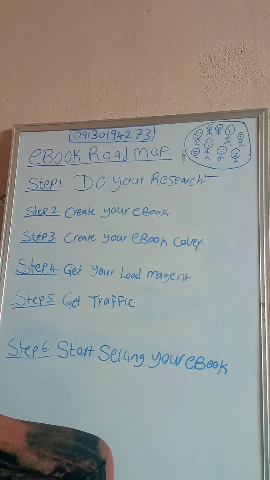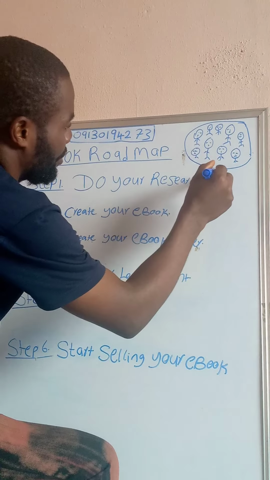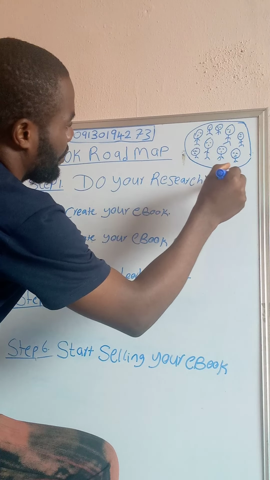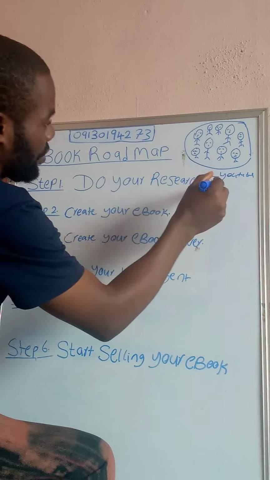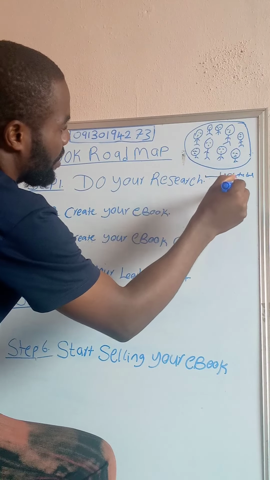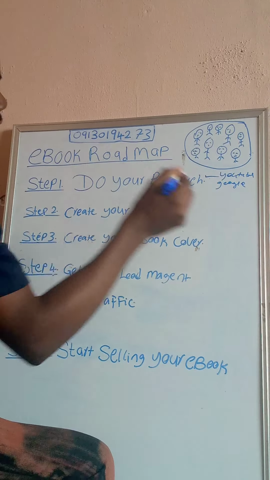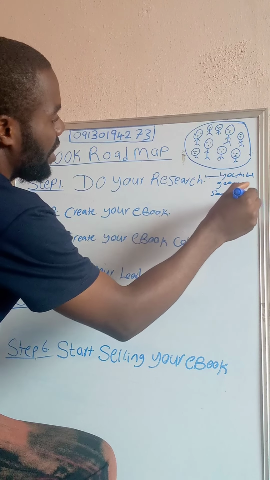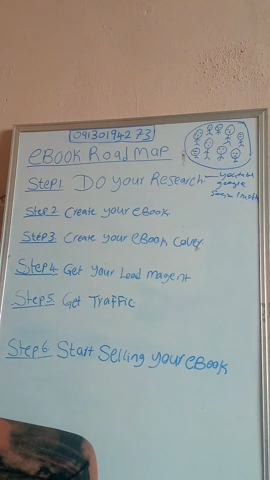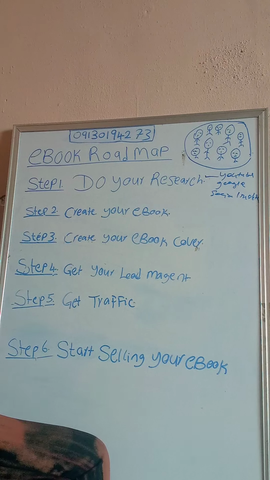So where are the areas where you can do your research? The first place is on YouTube. Another place is on Google. And another place is social media. When I say social media, I mean Facebook, Instagram, and other social media that you are active in. Doing your research on YouTube and on Google is almost the same thing.